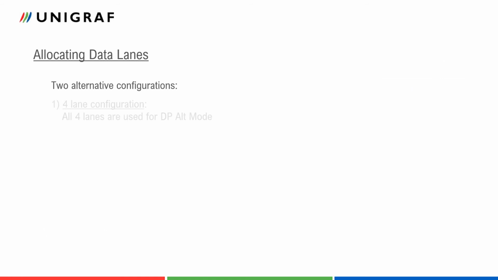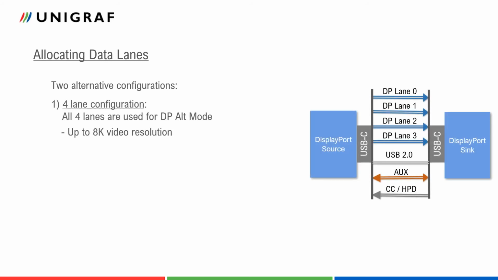In the previous example, DisplayPort utilized all 4 USB-C high-speed data lanes. In this 4-lane configuration, the whole DisplayPort's capacity can be used, and up to 8K uncompressed video can be transported.